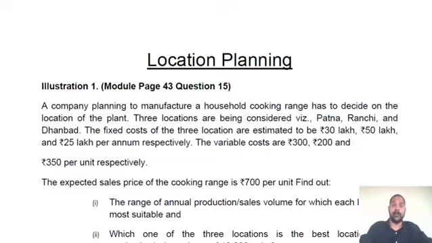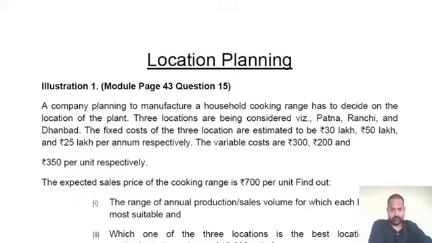Having said that, a company is planning to manufacture a household cooking range and has to decide on the location of the plant. 3 locations are being considered, namely Patna, Ranchi and Dhanbad. The fixed costs of the 3 locations are estimated to be 30 lakh, 50 lakh and 25 lakh per annum respectively, and the variable costs are 300, 200 and 350 per unit. The expected sales price of the cooking range is 700 per unit.